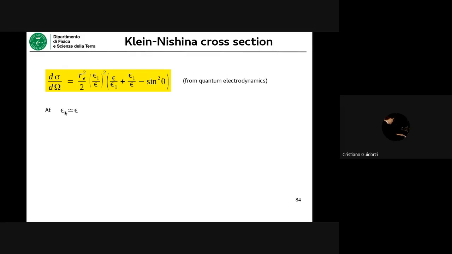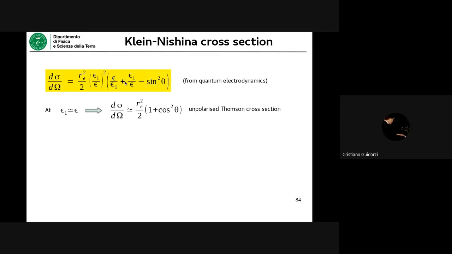And indeed, let's see what happens. If you look, this ratio is essentially 1. So here you have 1 plus 1, so 2, minus sine square. But 1 plus 1 minus sine square is just cos square. So 1 plus cos square. This should already look very familiar to you. This is nothing but the differential cross-section of Thomson scattering in the case of unpolarized light. So you see how you recover what you really know. This is a generalization to any possible energies of the photon, okay?